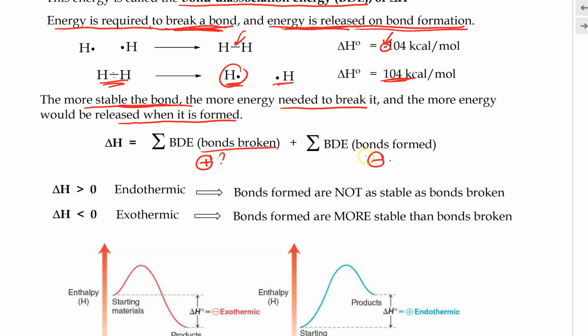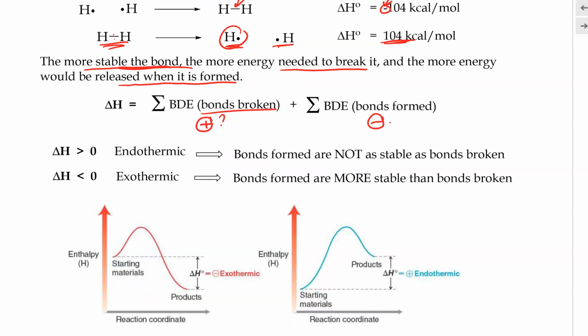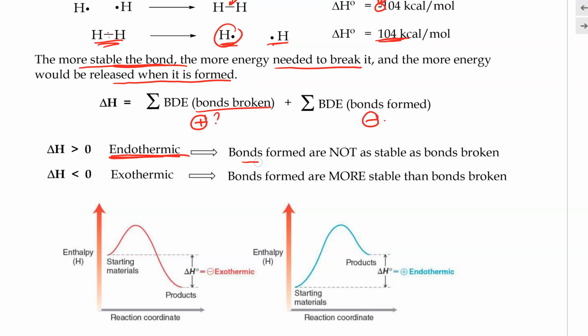After we add all of this together, that will give us the delta H of the reaction. If the delta H of the reaction is positive, or greater than 0, this means that the reaction is an endothermic reaction. An endothermic reaction is a reaction that requires the input of energy, because the bonds that we are forming are not as stable as the bonds that we are breaking. So we have to put in energy to break the more stable bond, and we're not making bonds as stable as the ones we break. That's the meaning of a positive delta H of the reaction.